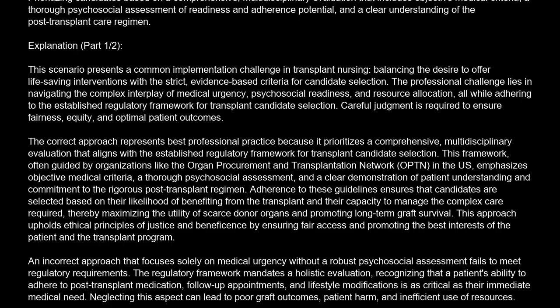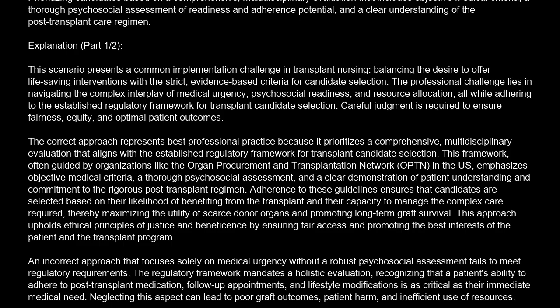The professional challenge lies in navigating the complex interplay of medical urgency, psychosocial readiness, and resource allocation, all while adhering to the established regulatory framework for transplant candidate selection. Careful judgment is required to ensure fairness, equity, and optimal patient outcomes. The correct approach represents best professional practice because it prioritizes a comprehensive, multidisciplinary evaluation that aligns with the established regulatory framework for transplant candidate selection.